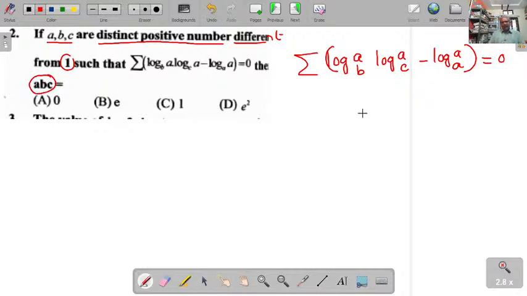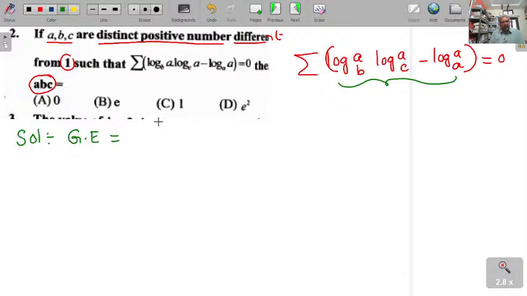How could you find it out? So my dear students, first of all, let us simplify this bracket value. Now consider the given expression is equal to sigma log a to the base b, that we can write as log a by log b. Am I correct? And multiplied with this log a to the base c, we can write log a by log c.